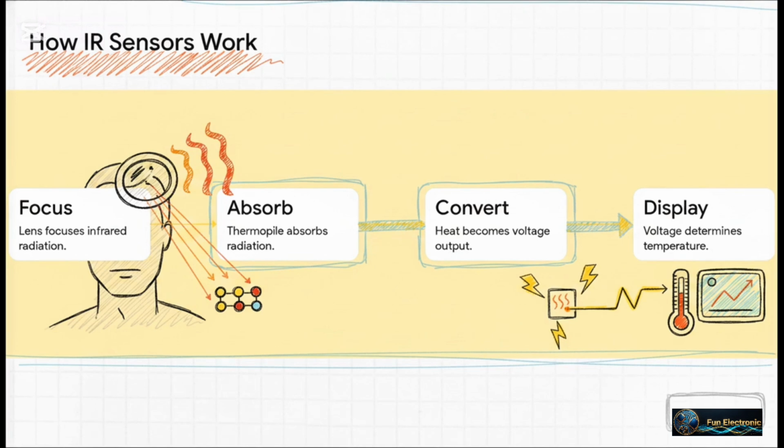The way they work is actually pretty straightforward. First, a lens focuses the invisible infrared radiation emitting from an object. Second, a specialized detector known as a thermopile, which is basically a grid of tiny thermocouples, absorbs that radiation. Third, this heat is instantly converted into a proportional voltage output. And finally, the device uses that voltage to calculate and display the exact temperature on a screen. All of that happens in a fraction of a millisecond.